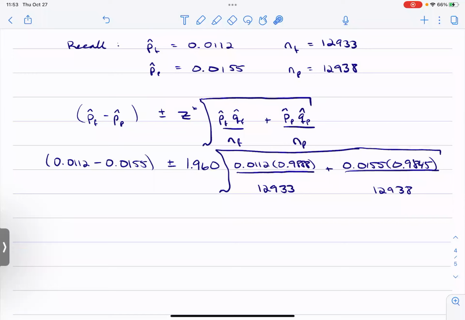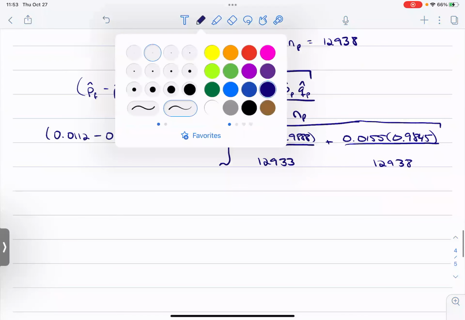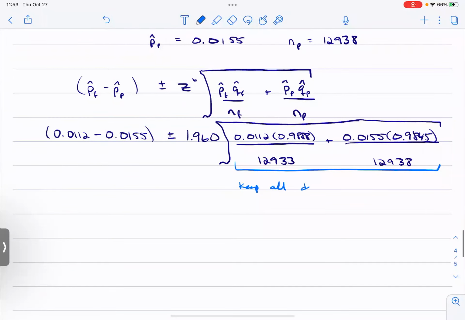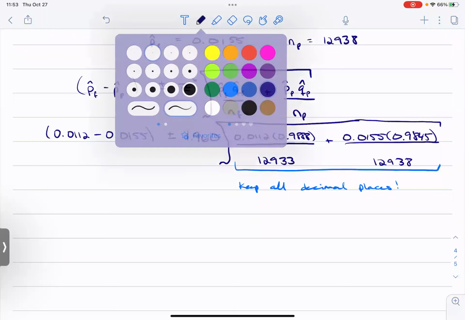So I would figure out what this fraction is first, store it, figure out what this next fraction is, then add it to that previous value, then take the square root. Don't forget the square root, right? And then multiply by 1.96. And then I would jot down the margin of error before you lose it all. So here, keep all decimal places, however you want to do that.